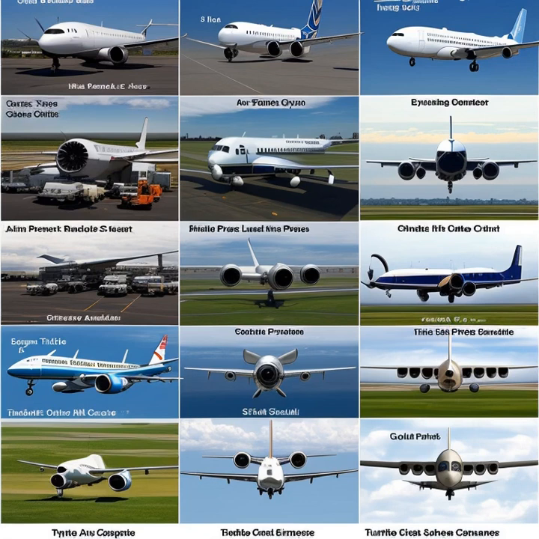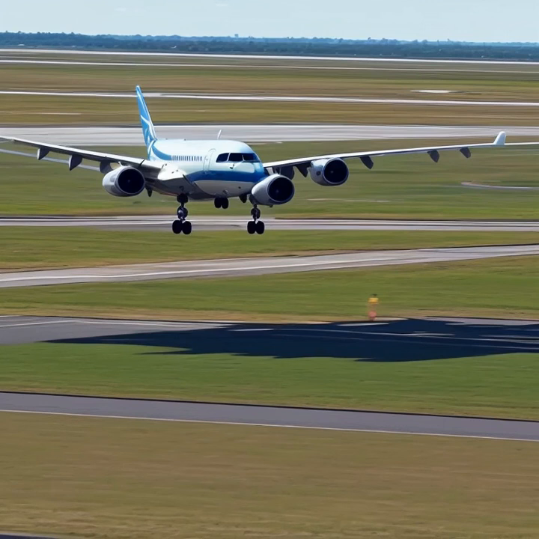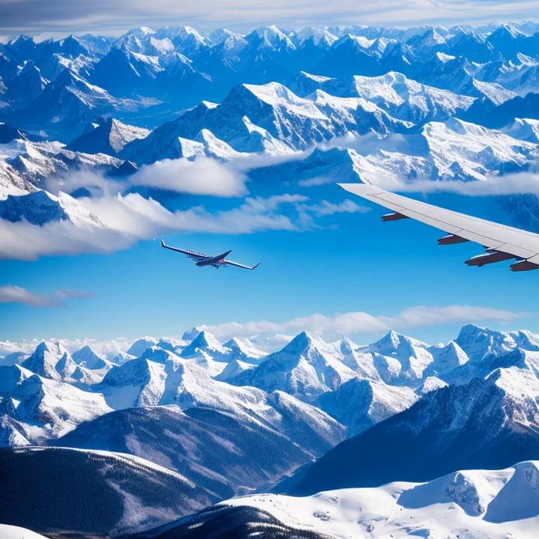and generate lift. In order to take off, an airplane needs to generate enough thrust to accelerate to a speed where the lift produced by the wings is equal to or greater than the weight of the airplane. Once in the air, the engines must continue to produce enough thrust to overcome drag and maintain a stable flight.